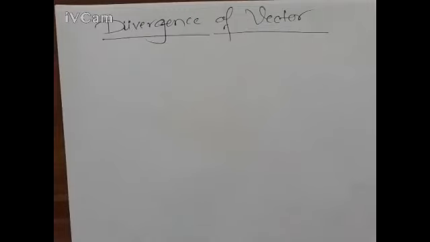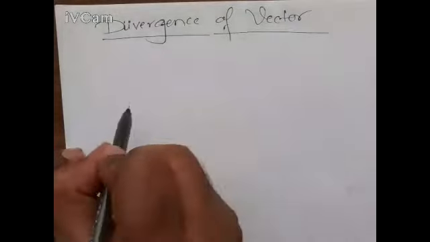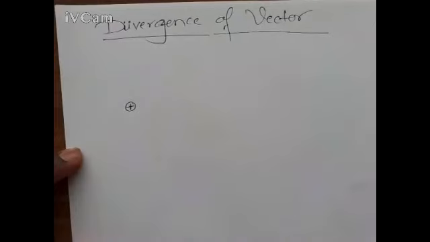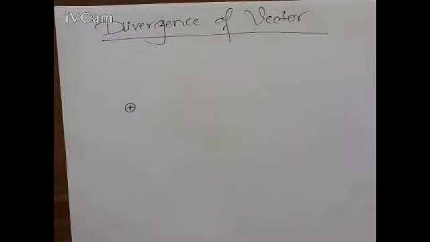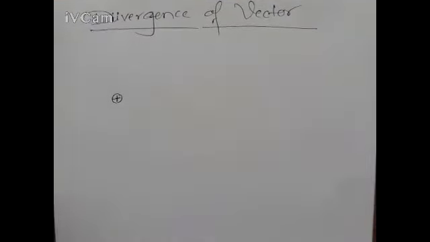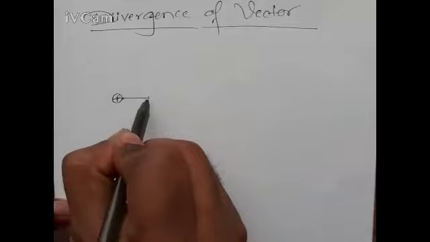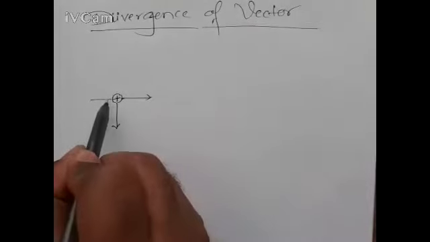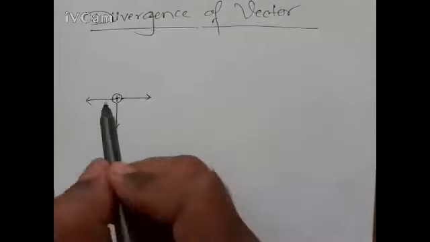Now this is divergence of a vector. Let us consider the point charge. This is the positive point charge. We know that around charges the field will be there. The field lines will be outward from the positive charge, like this. It will be outward from the positive charge.